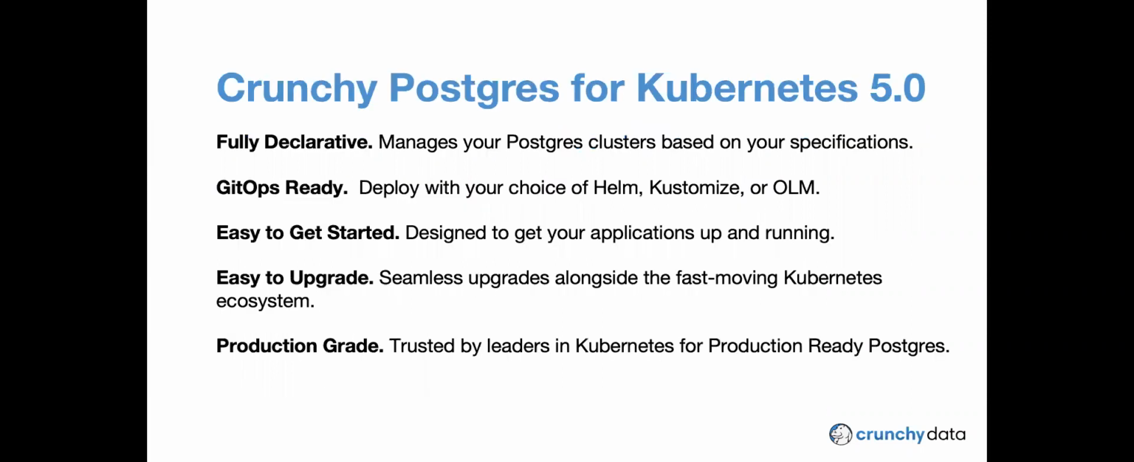Let's drill into some of those terms, and I call it the overarching theme of the release. Crunchy Postgres for Kubernetes 5.0 is fully declarative. Everything can be done from YAML. We created example Kustomize and Helm charts, and the OLM if you deploy from OperatorHub. And basically, we make it as easy as you want to get started, with just a few examples or just a couple commands. Actually, just one command, you can have a Postgres cluster up and running. But we allow you to fully customize it as well.